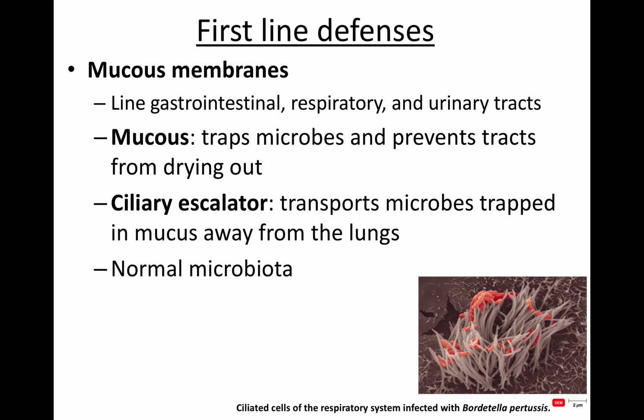The mucous membranes, these line the gastrointestinal, respiratory, and urinary tracts, and contain mucus that traps microbes and prevents the tracts from drying out. With the respiratory tract, there's the ciliary escalator that transports trapped microbes in the mucus out of the lungs. And again, the mucous membranes would also have normal microbiota that again provide competitive exclusion.